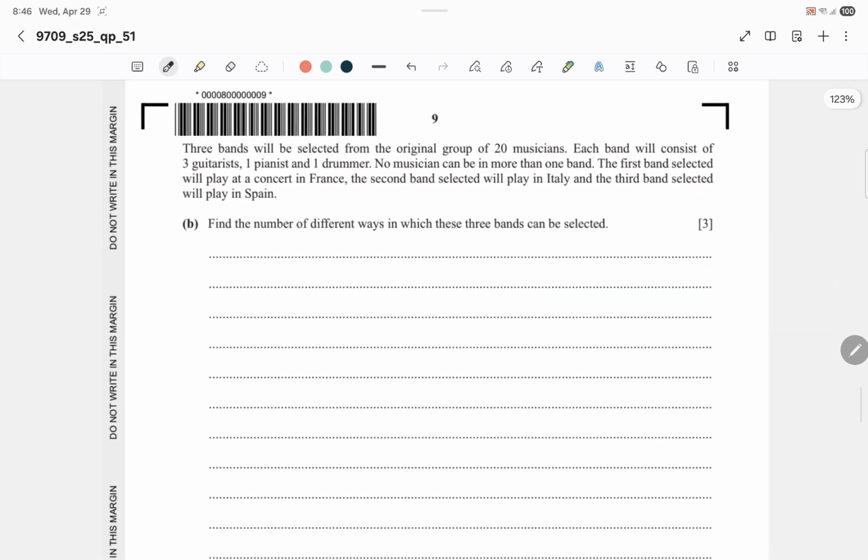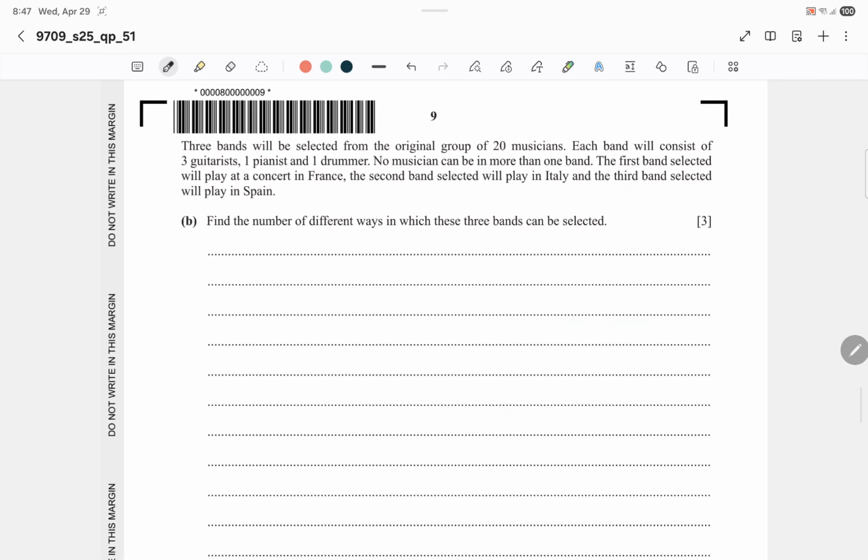Pretty simple, right? Now, 3 bands will be selected from the original group of 20 musicians. Each band will consist of 3 guitarists, 1 pianist, 1 drummer. No musician can be in more than 1 band. So basically, if it's in 1 band, it cannot be in more than 1 band. The first band selected will play a concert in France. The second band selected will play in Italy. And the third band selected will play in Spain. Find the number of different ways in which these 3 bands can be selected.